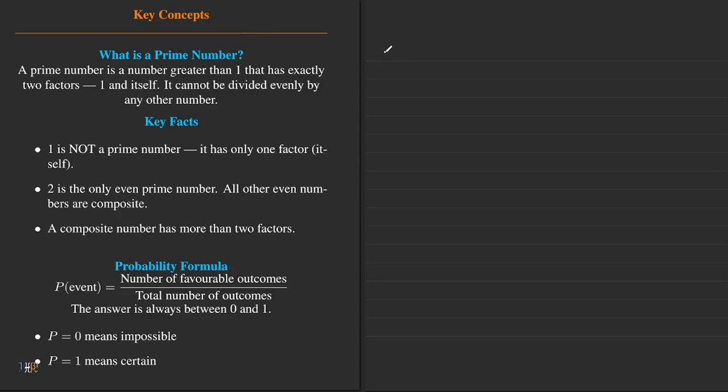So as an example, if we take 7, what are the factors of 7? The numbers that you can multiply to get 7 are just 1 and then 7. You see, because it has just two factors, we call it a prime number.